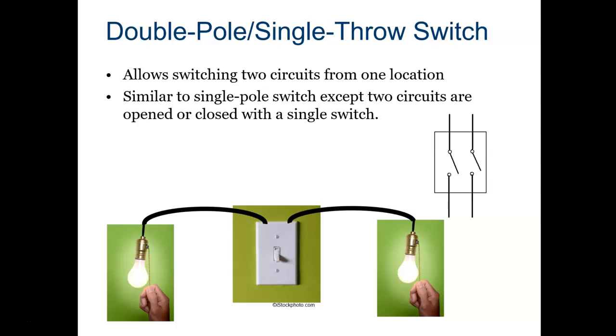Okay, let's talk about a double pole single throw switch. As illustrated in this position, one switch flips the power and connects two circuits, allowing switching of two circuits from one location. Similar to a single pole switch, except two circuits are opened or closed with a single switch.